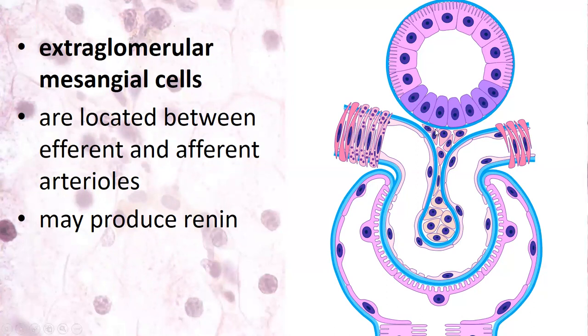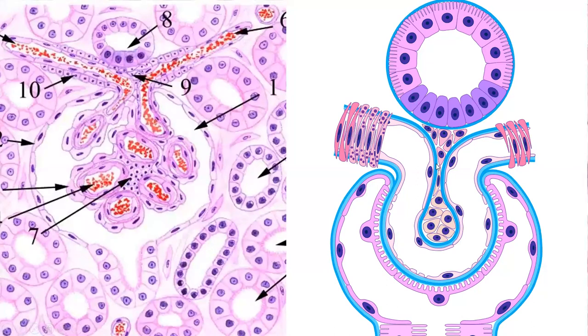So there are third cells. They are extraglomerular mesangial cells, or sometimes they are called juxtavascular cells. And here we can see juxtaglomerular cells. They are located in the adventitia of arterioles, the macula densa, and extraglomerular mesangial cells.